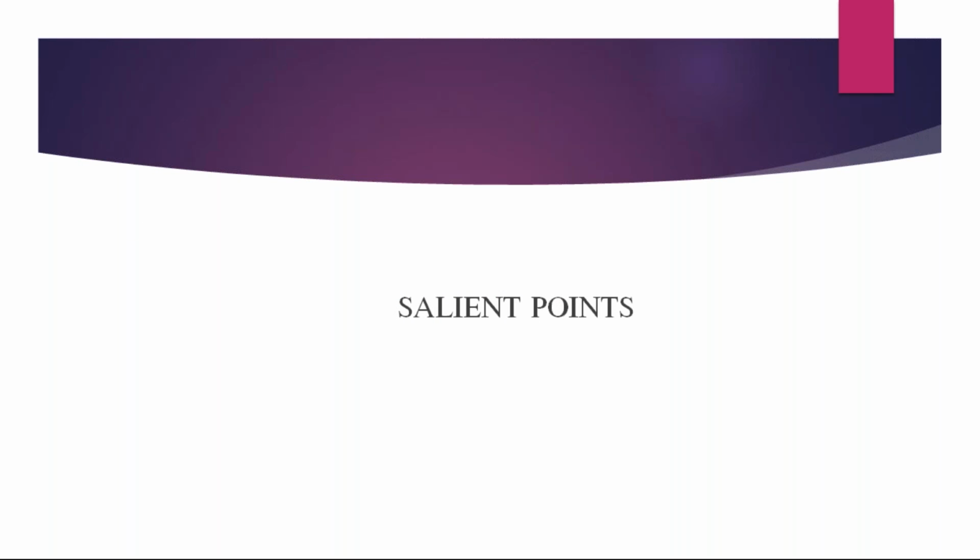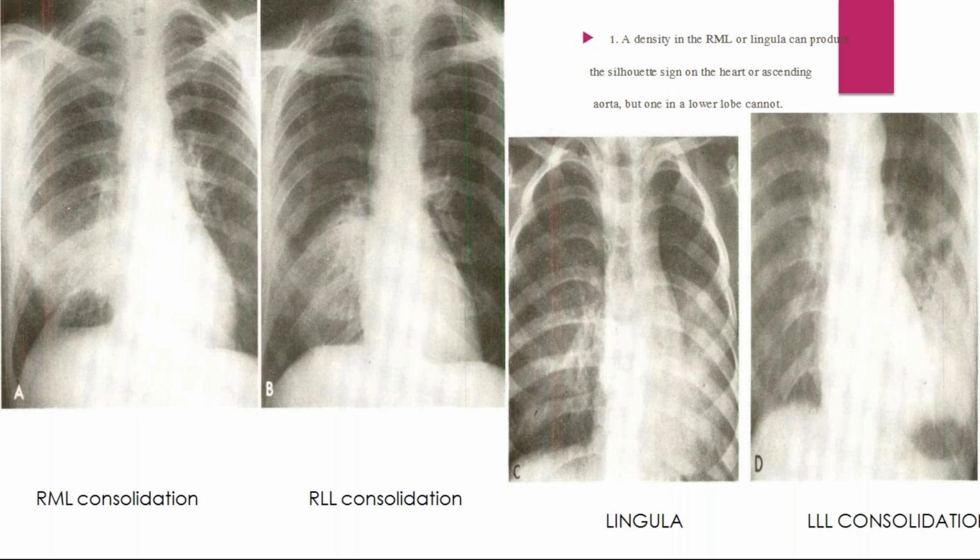And now coming to the salient points. Here we can see in these radiographs, this is the right middle lobe consolidation. This is one of the entrance bits. Mostly they will be giving this one. In right middle lobe consolidation, the right heart border is obscured and Silhouette sign is present. And in right lower lobe consolidation, the border is preserved. Therefore, it is in the lower lobe. And here the lingular consolidation, the left heart border is obscured, and in the left lower lobe consolidation, the border is preserved.